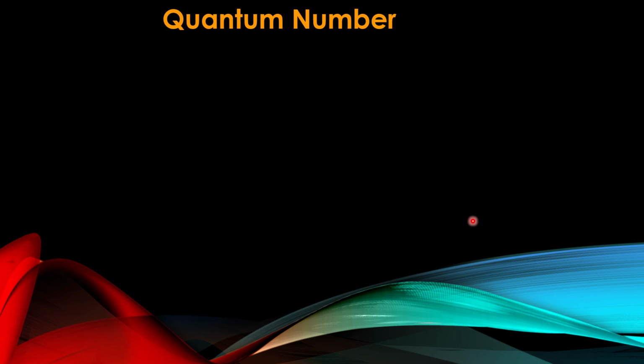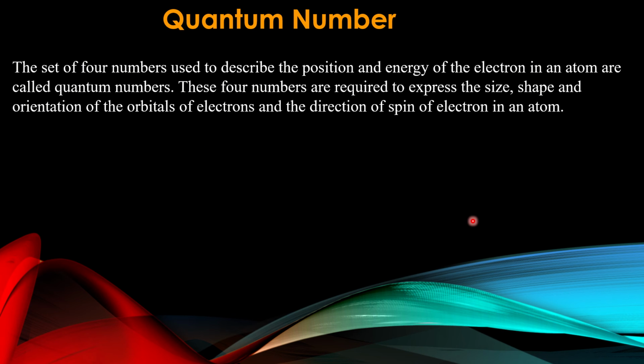So, you have remembered what is quantum number? Quantum number is not a single number. Quantum number is a set of 4 numbers that are used to describe the position and energy of the electron in an atom that are rotating in orbit. These 4 numbers are required to express the size, shape and orientation of the orbitals of electrons and the direction of spin of electron in an atom.